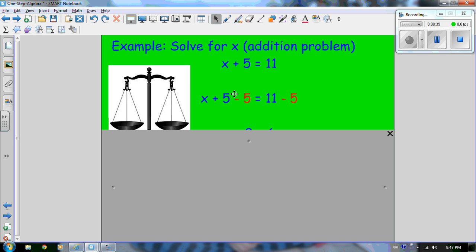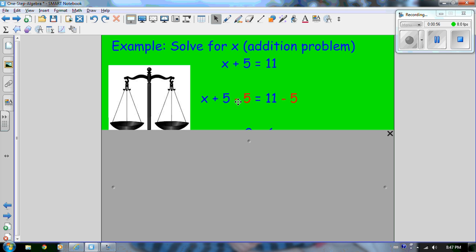If we were to add, and I do say the word add, a negative 5 to the left side, if this is still going to be equal, we're going to have to do the exact same thing to the other side. Otherwise, we would have an imbalance and the scale would not be equal.